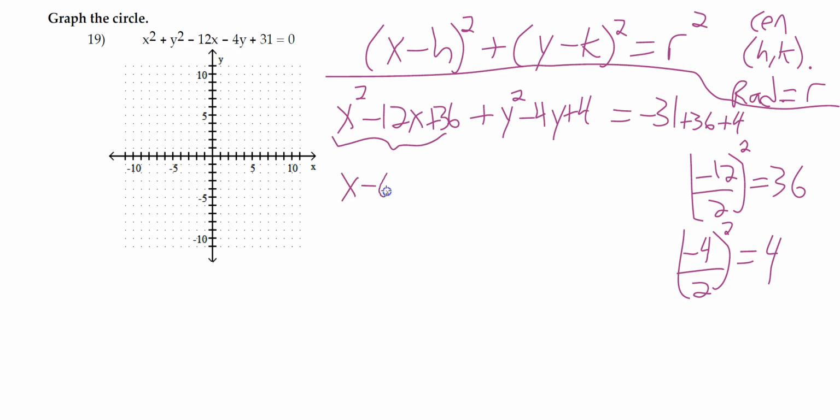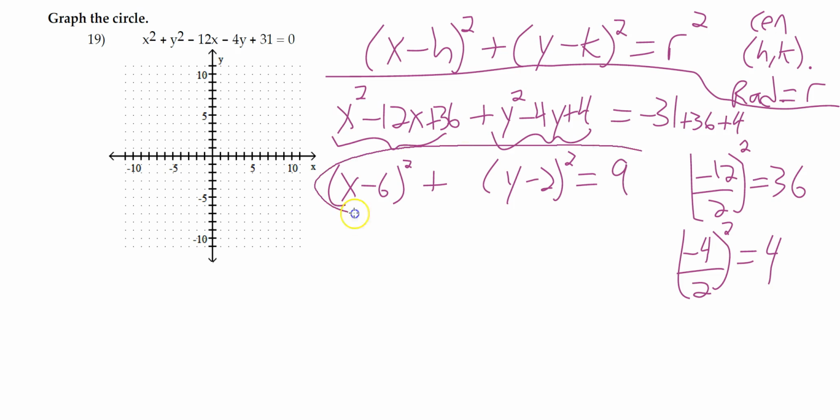It is x minus 6 quantity squared. And all of those turn into y minus 2 quantity squared. And the right side, that's 40 minus 31 equals 9. Now we have standard form for a circle.